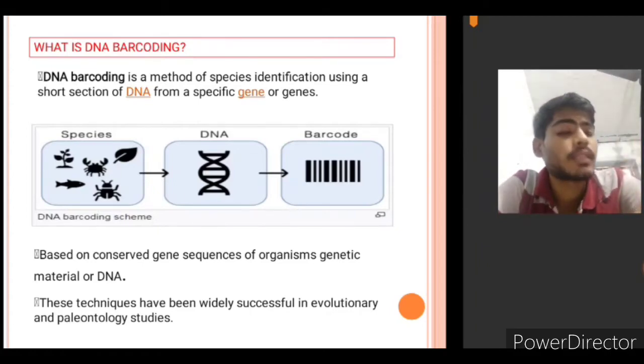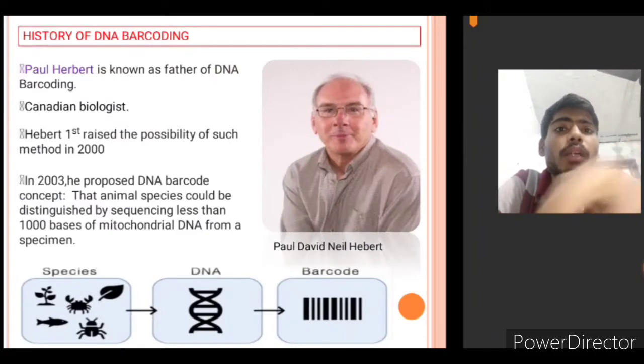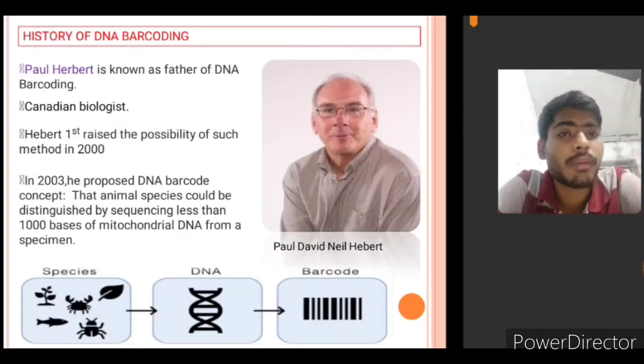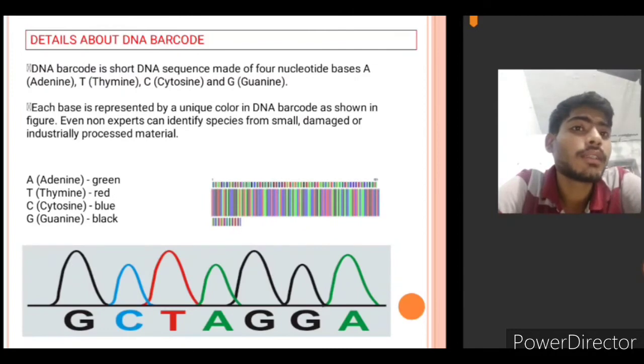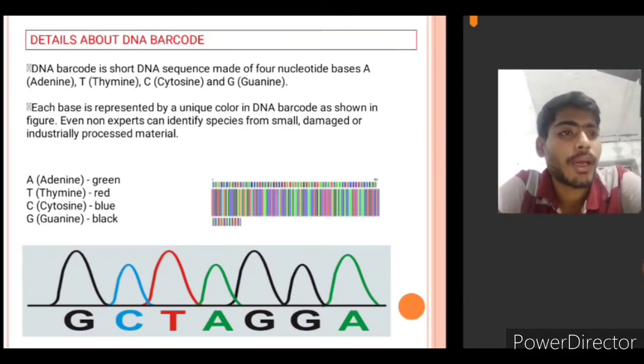Before we discuss the technique, we have to discuss some history regarding DNA barcoding. Paul Hebert, who is known as the father of DNA barcoding, is a Canadian biologist. He first gave the concept of DNA barcoding in the year 2003. Then we discuss the detailed things about the DNA barcode.